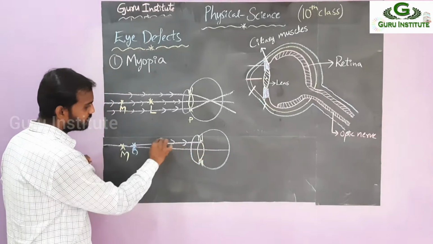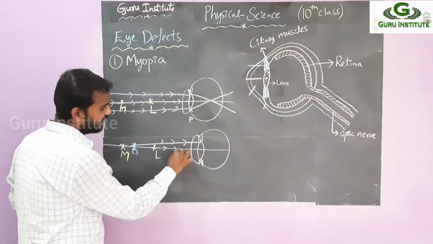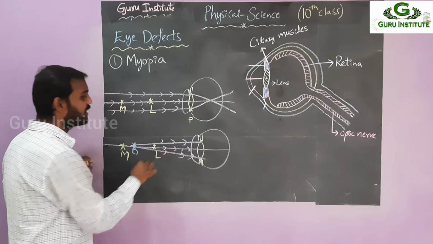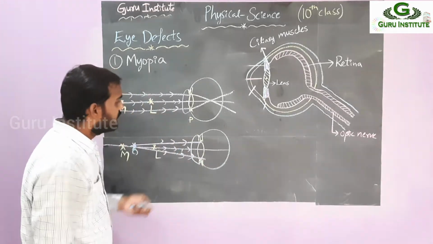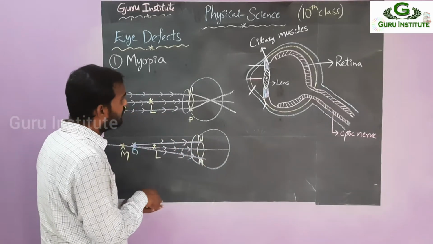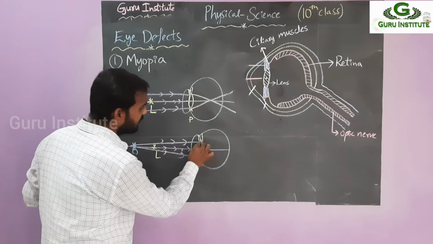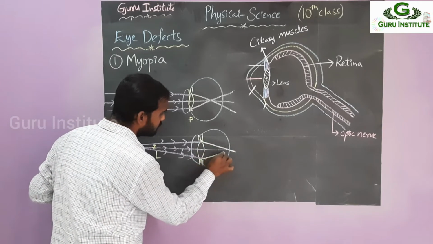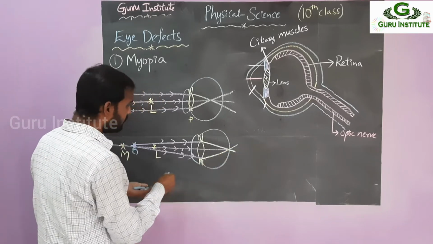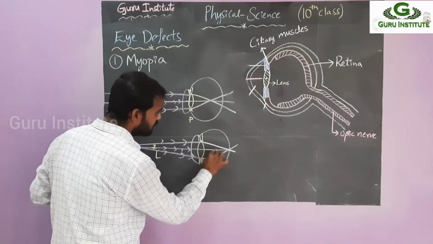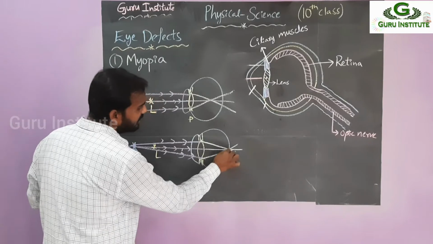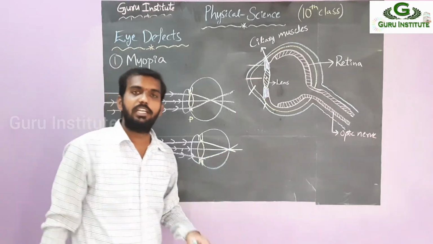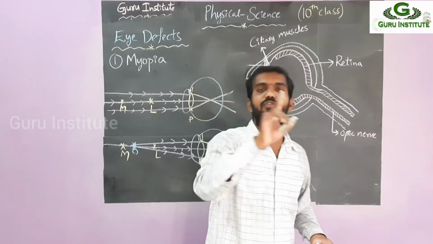First ray, from this one second ray, and from this one third ray. Many more rays will come, but for our understanding I am taking only three. After converging, they are made like this. The ray along the principal axis has no deviation, so these also meet here. They meet on the retina, and meeting on the retina means the image can be clearly visible.